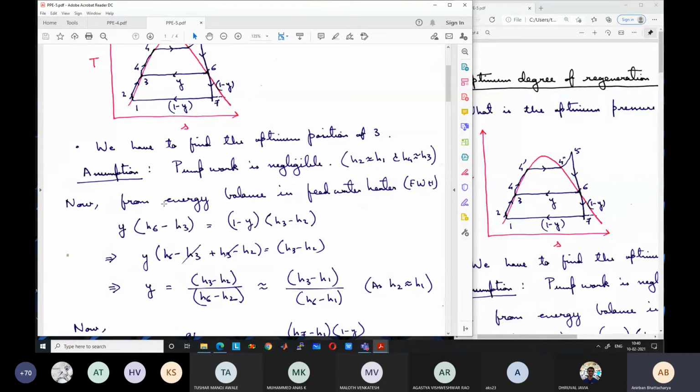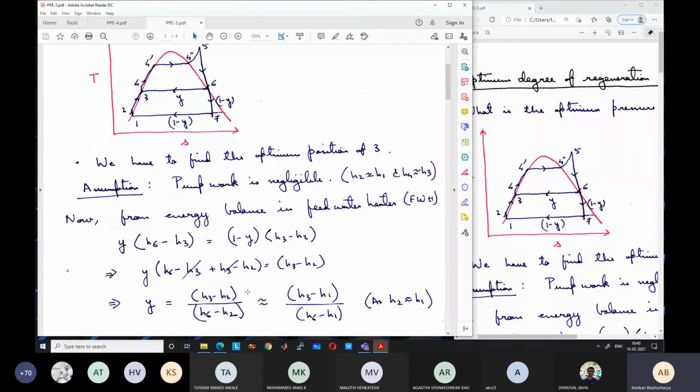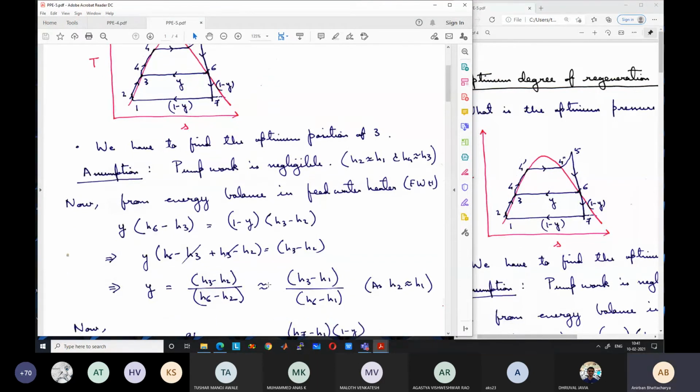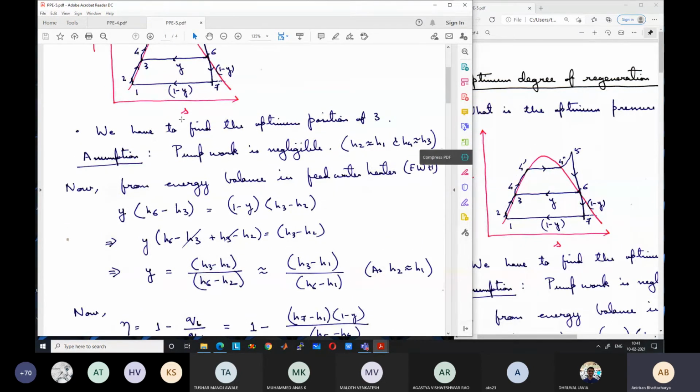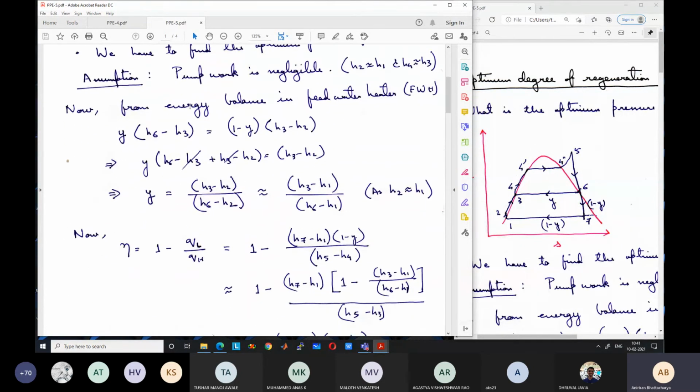Till now we have not taken any assumption. So now we can take the assumption that pump work is negligible, so H2 is equal to H1. We can replace this with y is equal to (H3 minus H1) by (H6 minus H1). So this is the expression for y. We can always refer to this diagram, though I cannot show it here.